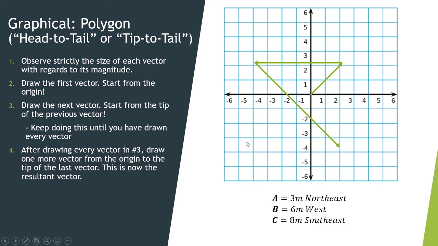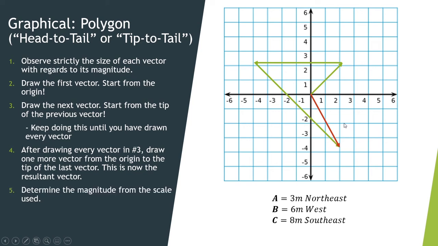After drawing every vector in number 3, draw one more vector from the origin to the tip of the last vector. This is now the resultant vector. Okay, that just means where you started, you connect it to the last one. That's why head to tail, head to tail. Right? Tip to tail. This is the tip. It connected to the tail. There you go. That is your resultant vector.